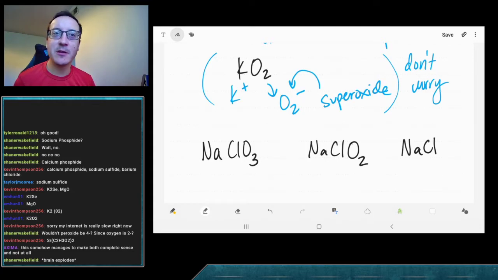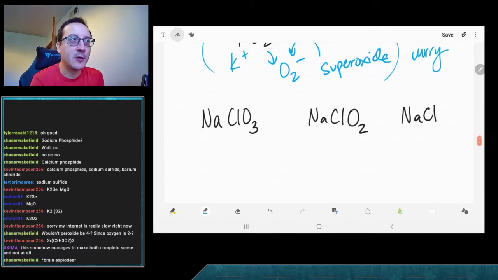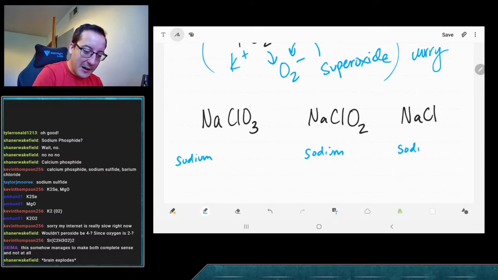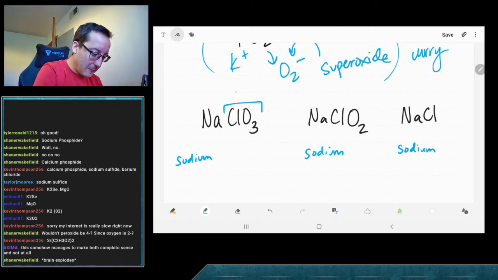Alrighty, so very similar compounds here. However, these are very, very different in terms of their properties. So obviously all of these are sodium based, right? So we know that sodium will be the first part. We need to look at the anion part, right? So we know that this one here must be ClO3 minus, ClO2 minus, and just Cl minus.